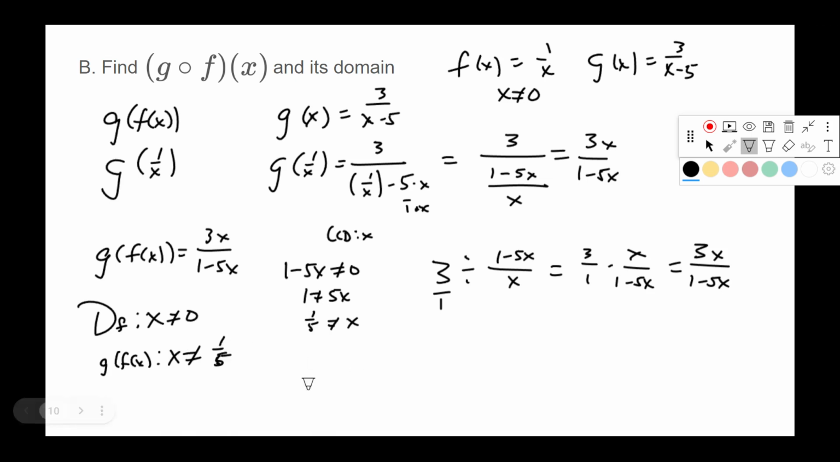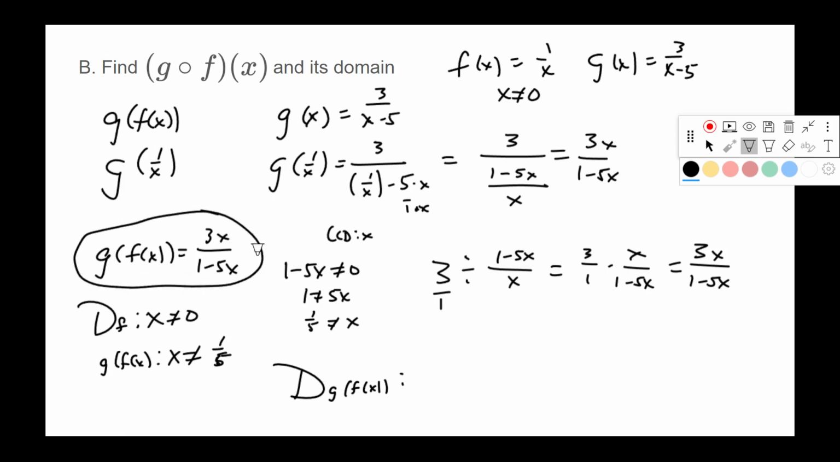So now, to find the domain of g of f of x, I have to throw out the 0 and the 1/5. It can't be 0 because if it were 0, you never would have made it to step 2 to plug into g. And 1/5 doesn't work because the answer that we get, 1/5 doesn't work. Can't have 0 in the denominator. So my domain will be negative infinity to 0 in the union with 0 to 1/5 in the union with 1/5 to infinity.